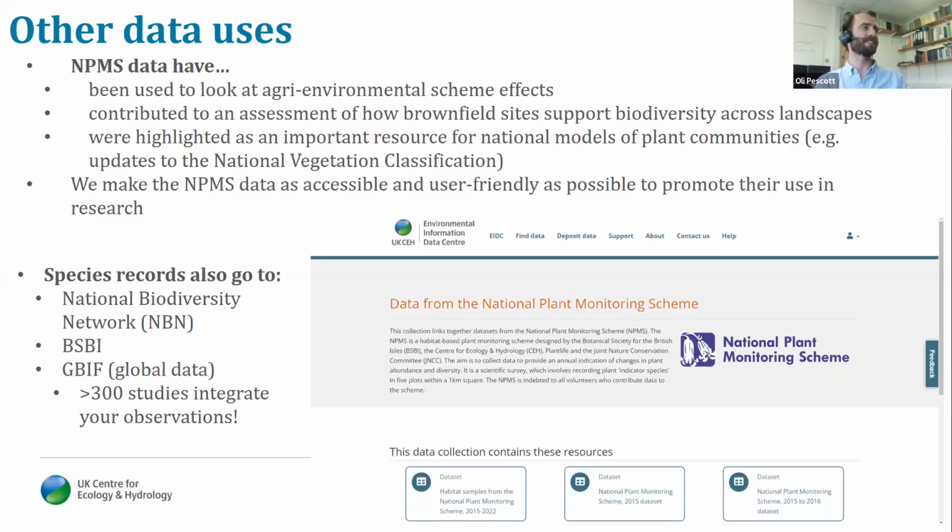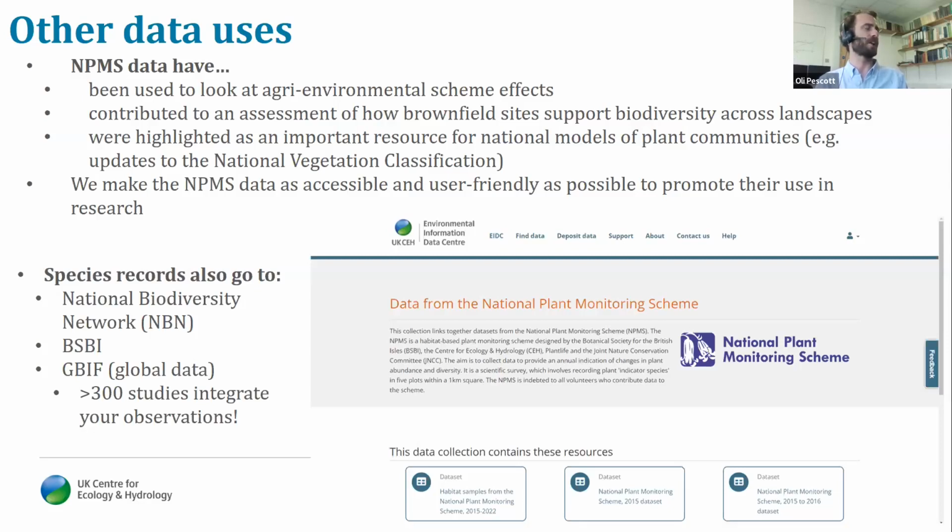They've also been highlighted as a resource for modeling plant communities nationally in a similar way to those plant indicator maps we just saw, but more relating to actual plant communities in terms of named associations of plants, like some of you may be familiar with through the National Vegetation Classification.